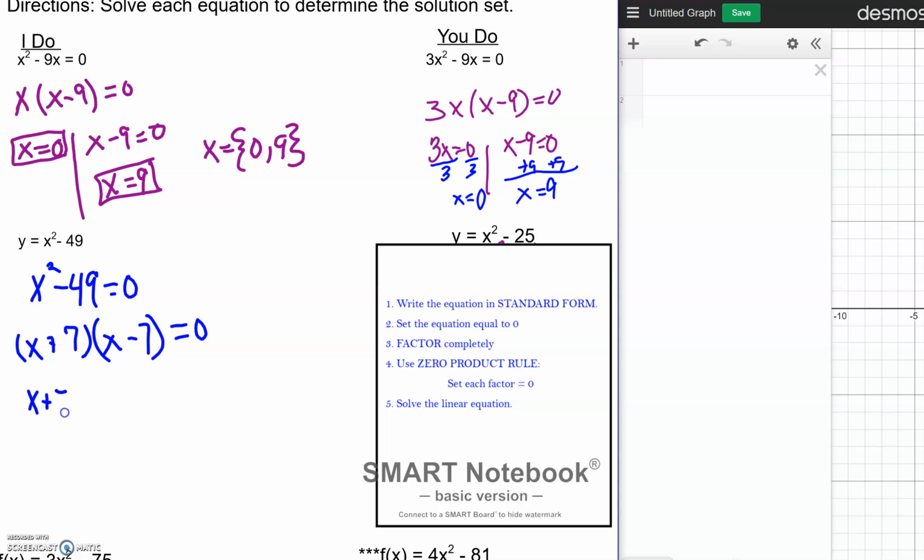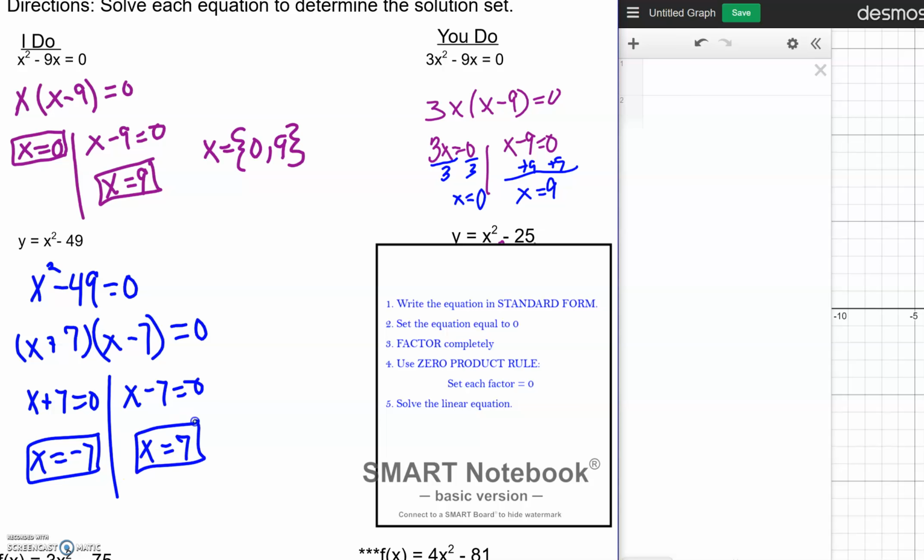Set the 2 factors equal to 0. And then solve. So subtract 7 on both sides and I get x is equal to negative 7. Add 7 on both sides over here and we get x is equal to positive 7. So our solution set is x is equal to curly bracket negative 7 comma 7. So there should only be really 2 new steps for you once you finish factoring.